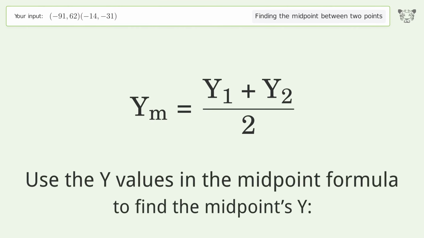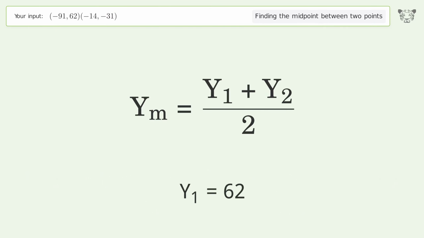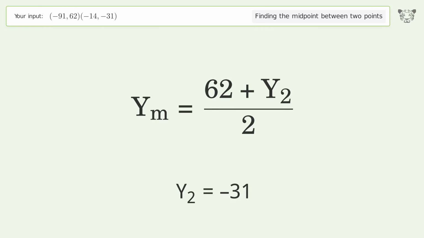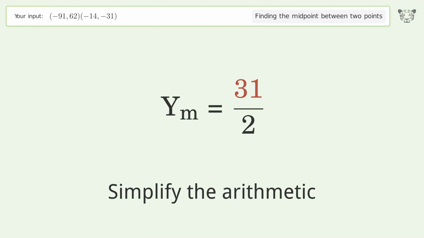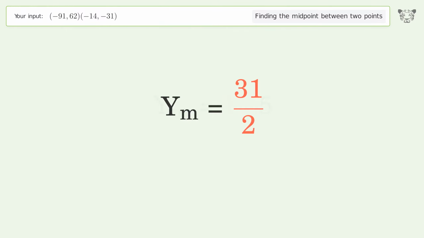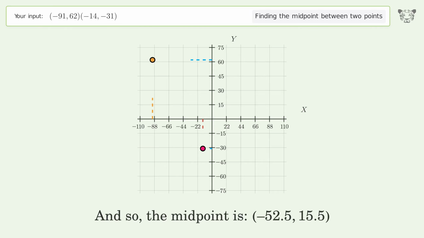Use the y values in the midpoint formula to find the midpoint's y. y1 equals 62. y2 equals negative 31. Simplify the arithmetic. And so, the midpoint is negative 52.5, 15.5.